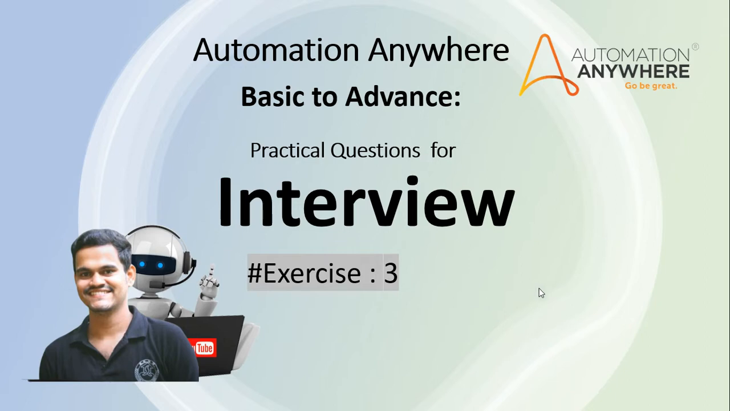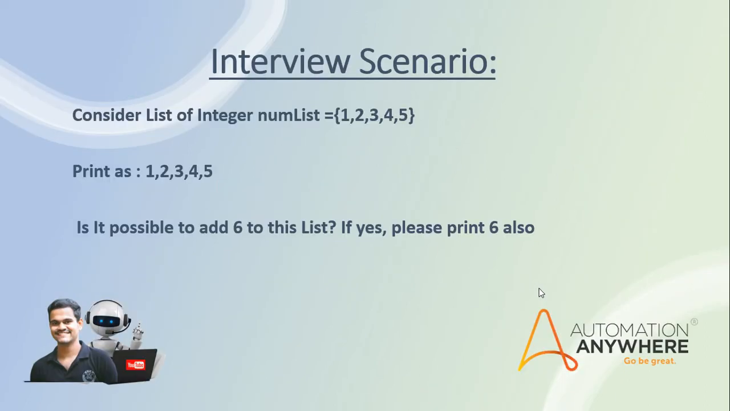So directly we will go to the question. This is a very basic question, but the most asked question in the interview. The question is, consider a list of integer numbers 1, 2, 3, 4, 5, and it should print as 1, comma 2, comma 3, comma 4, comma 5. And again they are asking one more logic: is it possible to add a 6 to the particular list or not? If yes, please print it.